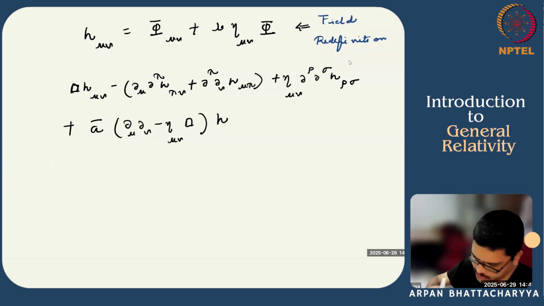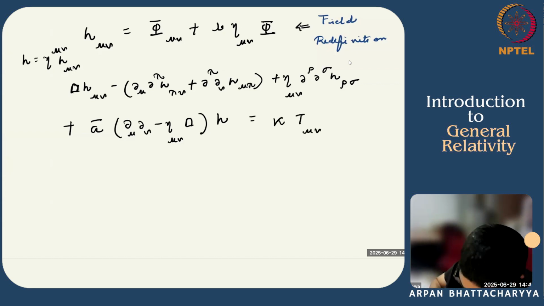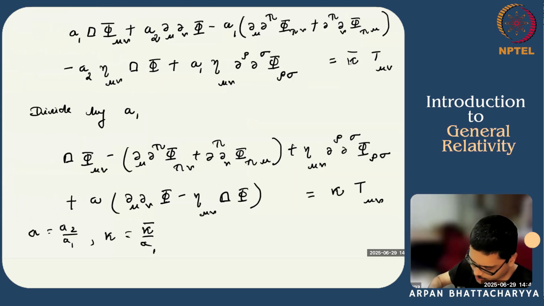h is the trace of h mu nu. Right, h is eta mu nu h mu nu, the trace, equal to kappa t mu nu. So this equation is again of the same form as that of this equation written in terms of phi. Kindly check that indeed you get this, by explicitly putting h instead of phi in this equation and deriving the equation for h. We leave that as an exercise for you.